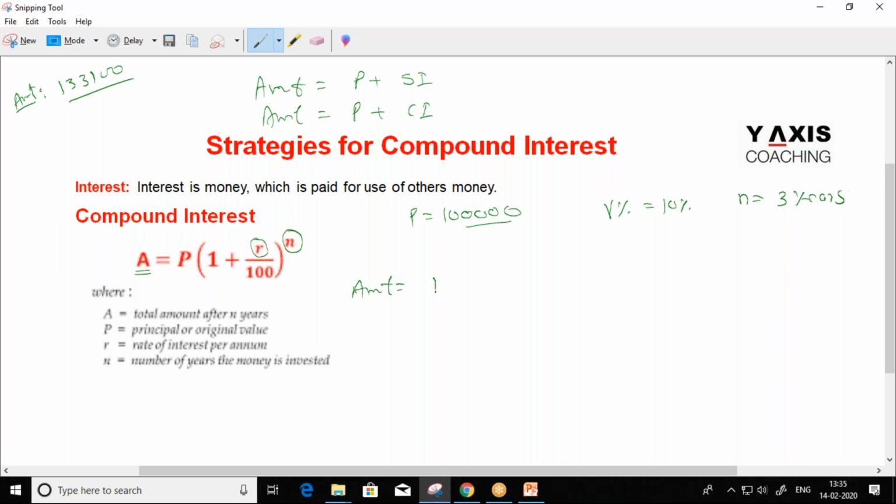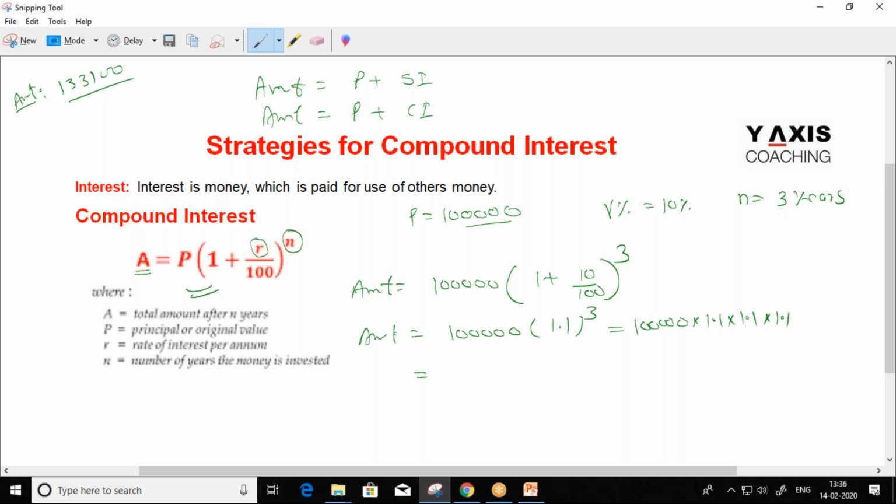Amount is equal to P, principal money, that is 1 lakh, using this formula: 1 lakh times (1 plus r divided by 100), and our n is 3. So amount is equal to 1 lakh times, and this is going to be 10 by 100, that is 0.1, so 1.1 power 3. So 1 lakh into 1.1 into 1.1 into 1.1.